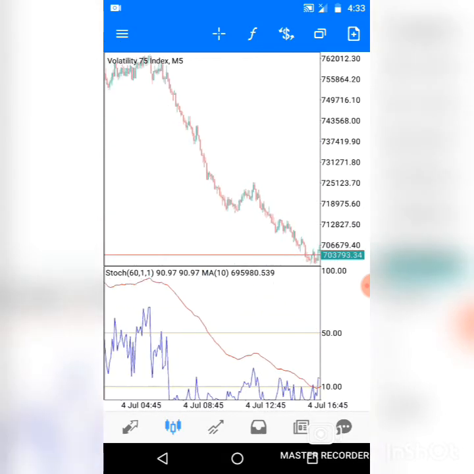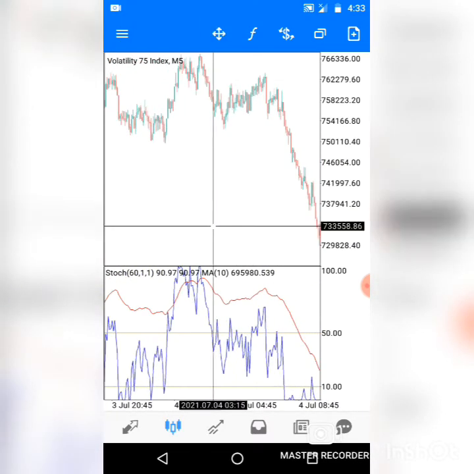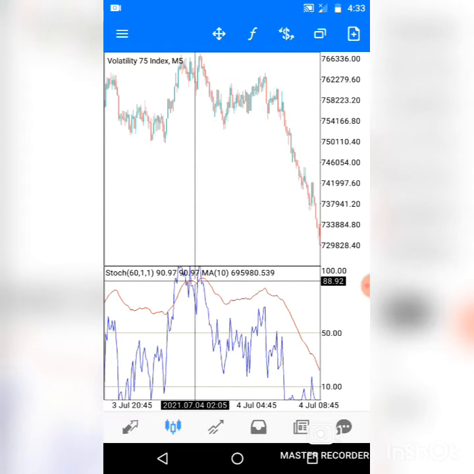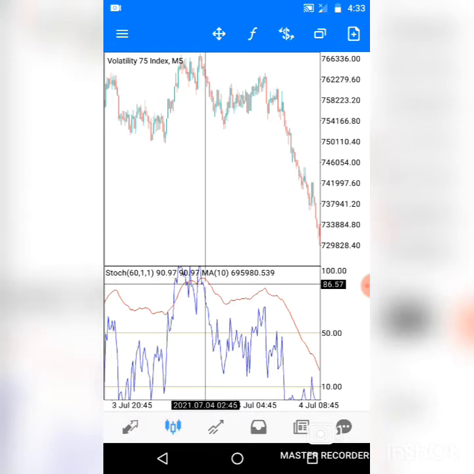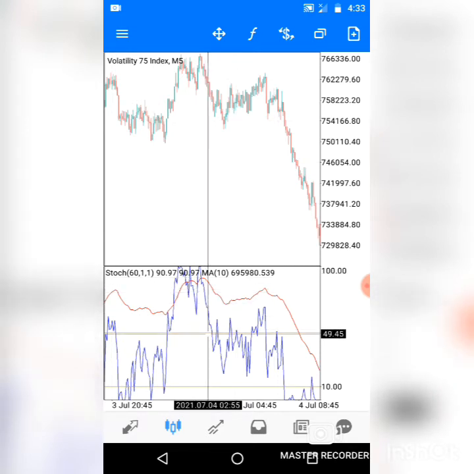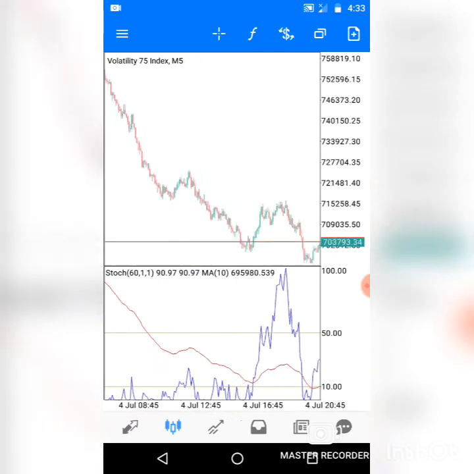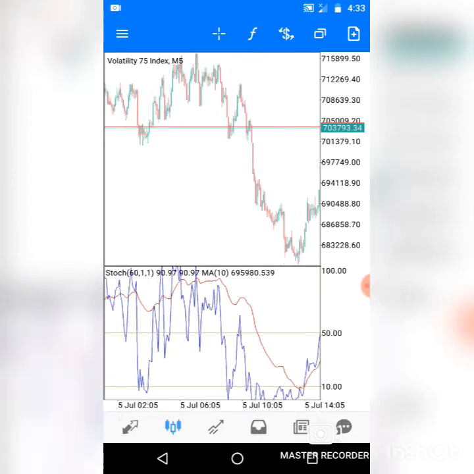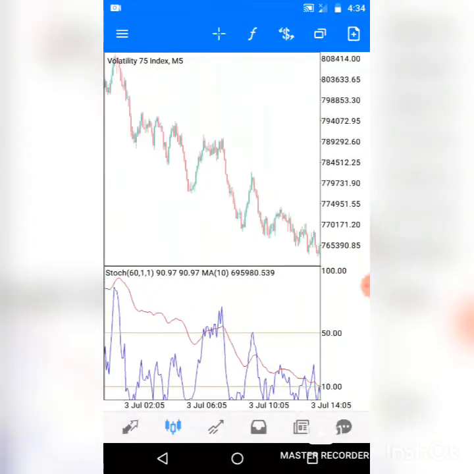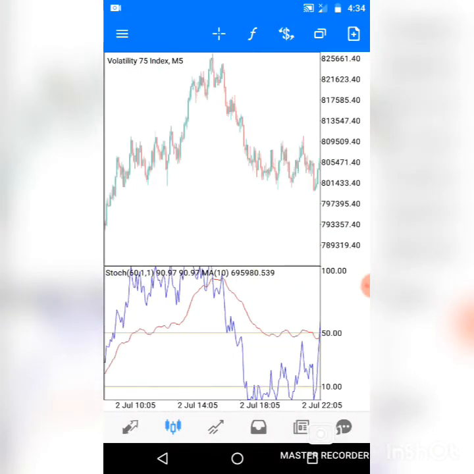Let's go again. Here it crosses at 90, then you enter your sell. Somewhere here, at 50 or less than 50, you are out of the market. You see how it works? It comes all the time and it works perfectly. It does not change.